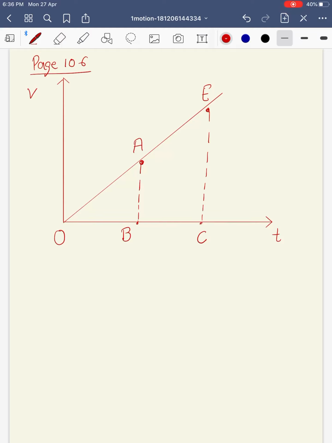Here I am taking 2 points A and E and I have drawn perpendicular from them. So I have to take area between point A and E. Which area I am talking about? Between point A and E and this time axis. I am talking about this area. We are saying that area under the graph gives you value of the displacement.